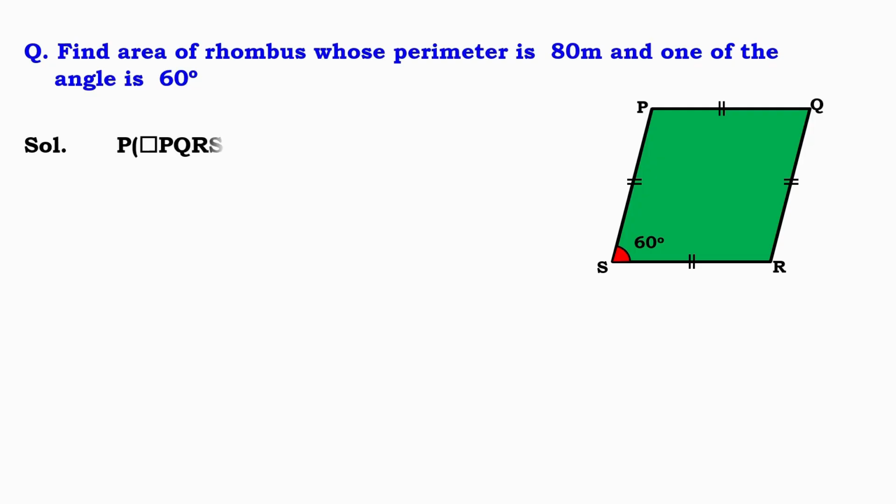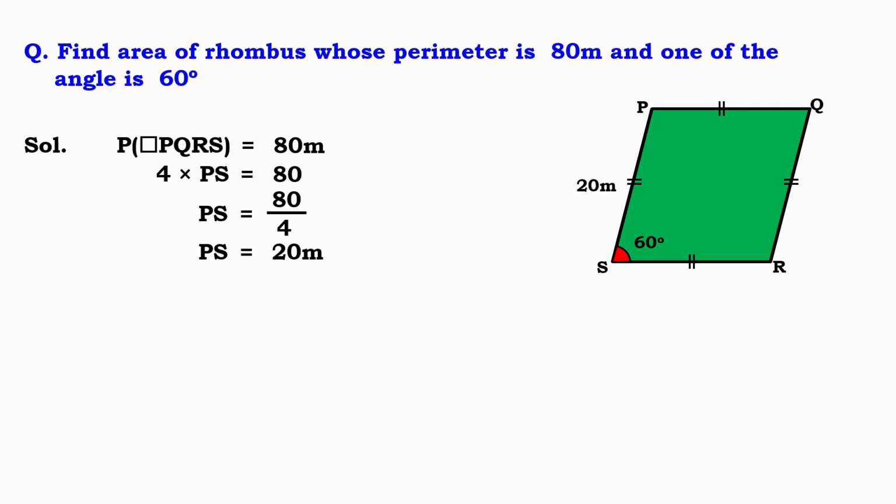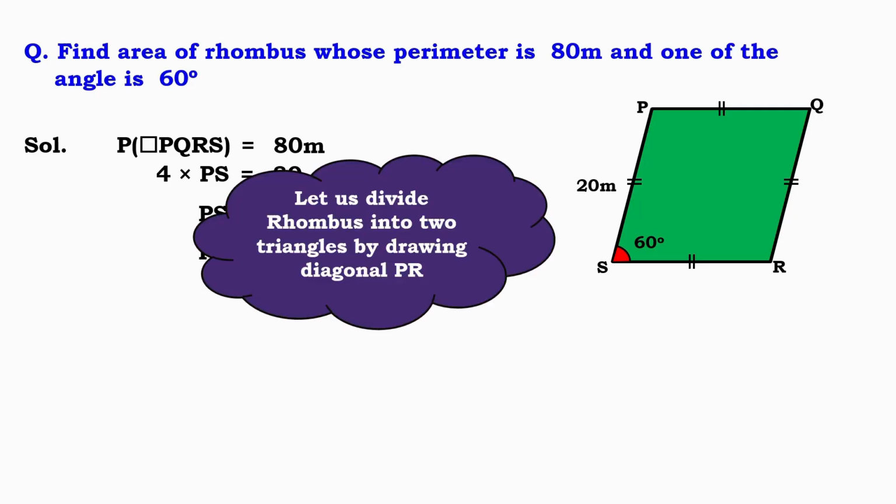so perimeter here is the perimeter of that rhombus PQRS is 80. So perimeter will be 4 into one side. So 4 into PS. So PS will be 80 divided by 4, that is 20 meter. So we know the side of the rhombus now. Now let us divide the rhombus into two triangles by drawing the diagonal PR.